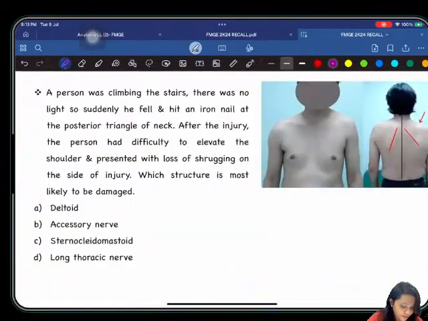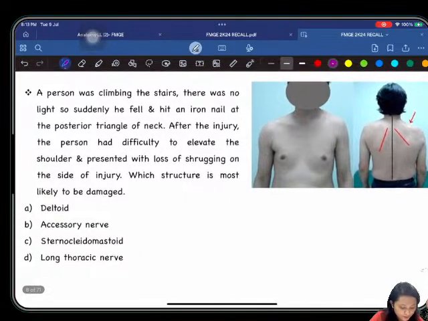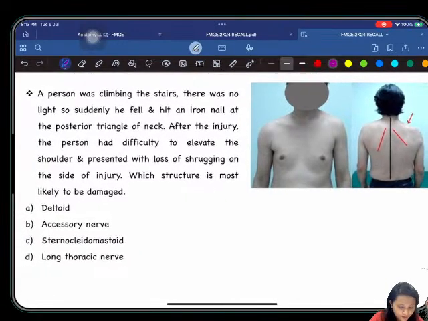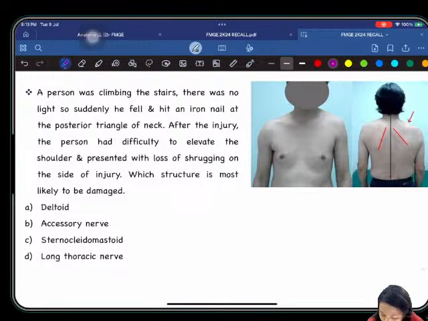Now next a question came. This is also a clinical type question. I don't know in which shift it came, in the morning or in the evening, but this is a clinical question. The question came as: a person was climbing stairs and there was no light, so he suddenly fell, and he hit an iron nail at the posterior triangle of the neck.